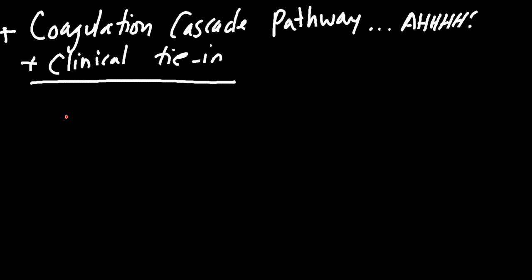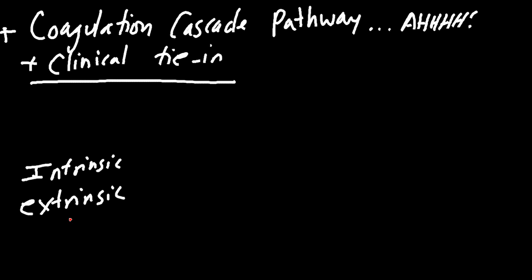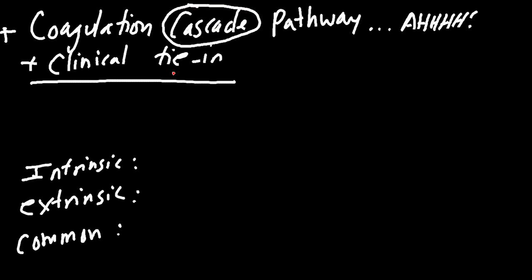I am going to hit all the important factors, so all the factors that are going to be involved in the intrinsic versus the extrinsic pathway. So you've got an intrinsic, you've got an extrinsic, and then finally we've got a common pathway. So there's two separate pathways that come into the common pathway, and we're going to talk about all those. But let's talk about why we call it the coagulation cascade to begin.